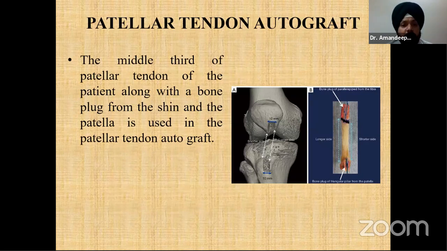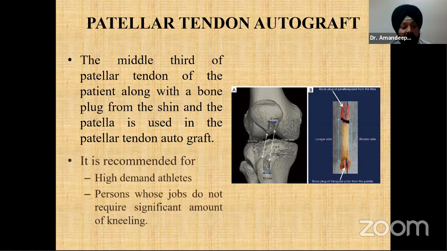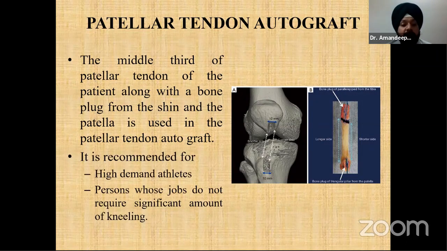About the patellar tendon autograft, the middle third of the patient's patellar tendon along with the bone plug from the shin and the patella is used. It is recommended when the patient has to return to a high level of athletic activity, or for persons whose job doesn't require frequent kneeling. Because we have taken the patellar tendon, if the patient gets involved in kneeling, then it is going to be problematic.